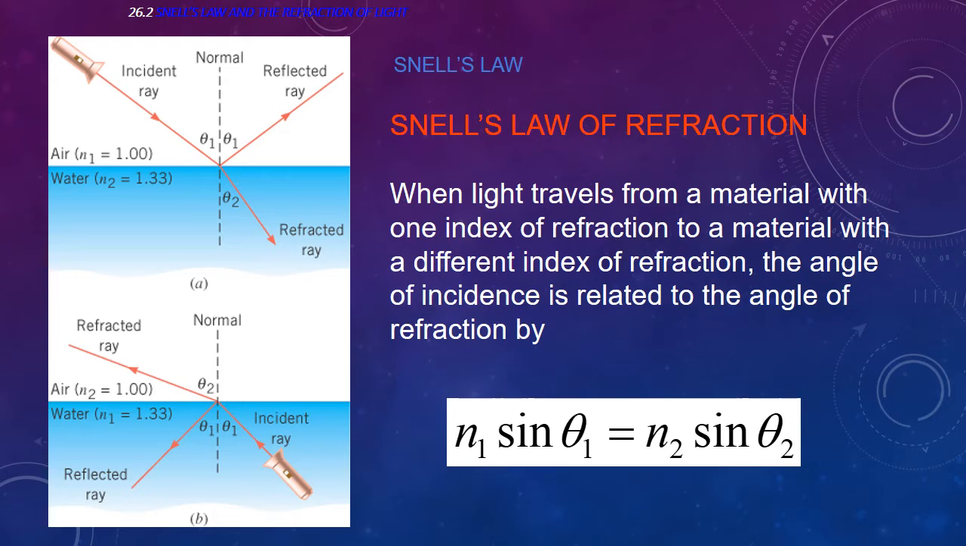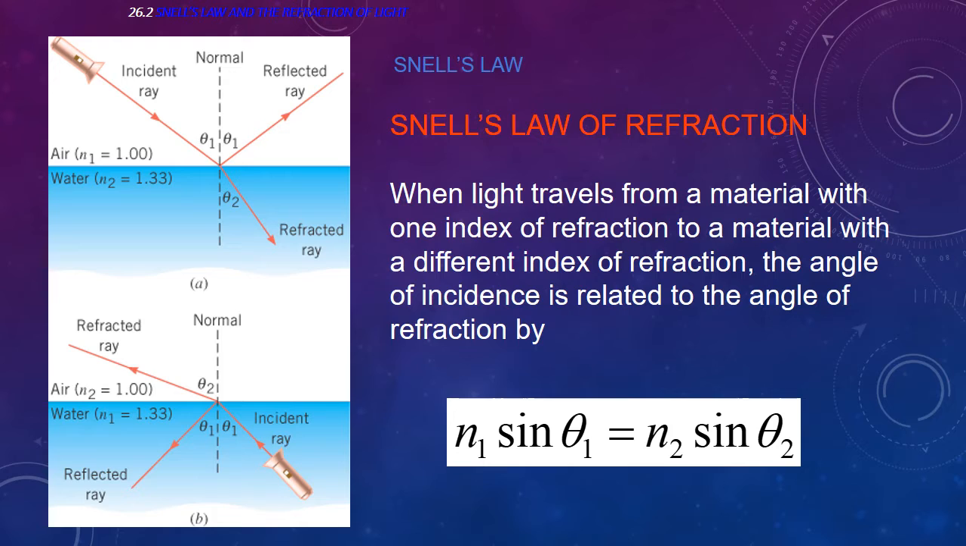Now we know from the law of reflection that theta 1 and theta 1 are the same, and incident angle and reflected angle are the same. But notice how the refracted angle, theta 2, is different. Now when you go from air to water, you slow down, you bend towards the normal.